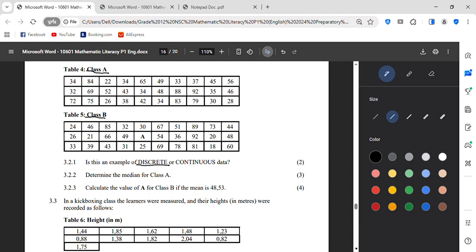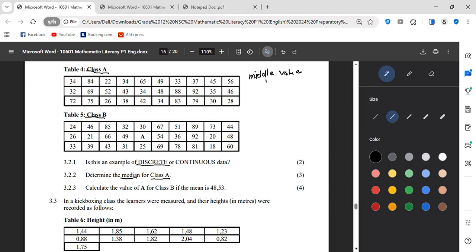Then we go to number 2. What do we want on number 2? We want the median. Determine the median for class A. First of all, what is the median? The median is the middle value of the data set of class A. So we want the middle value for this class. How do we get the middle value?